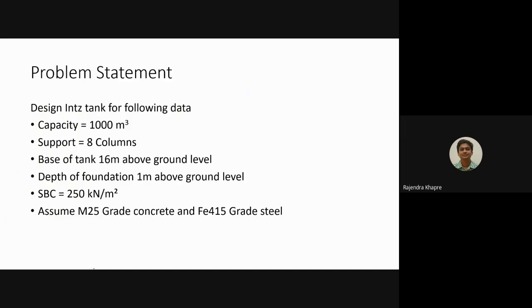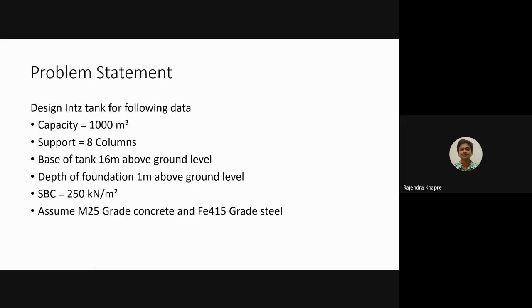Okay, so now we have to take some data. We have to assume those data. So this was the problem statement which we have considered. That is, we have designed the Intz water tank for a capacity of 1000 meter cube. And as far as staging is concerned, the number of columns which are supporting the container is 8. And the base of the water tank is 16 meter above the ground level. This is what we are assuming.